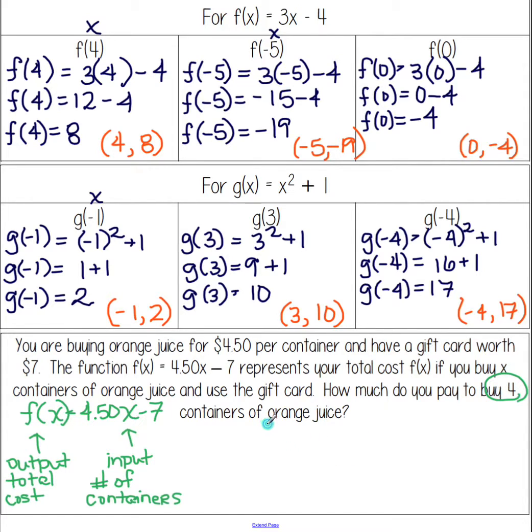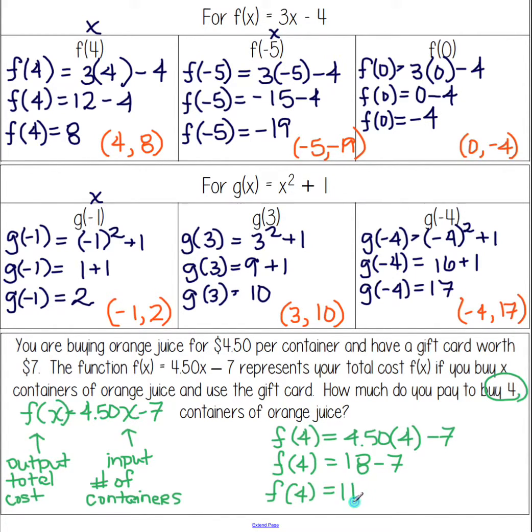So all we are trying to do is find f of 4. And we're going to plug that value into our function. So 4.50 times 4 minus 7. So when we evaluate this, 4.50 times 4 is 18, minus 7, so f of 4 is 11. So our output value is 11, so that means that we would spend $11 on 4 containers of orange juice.